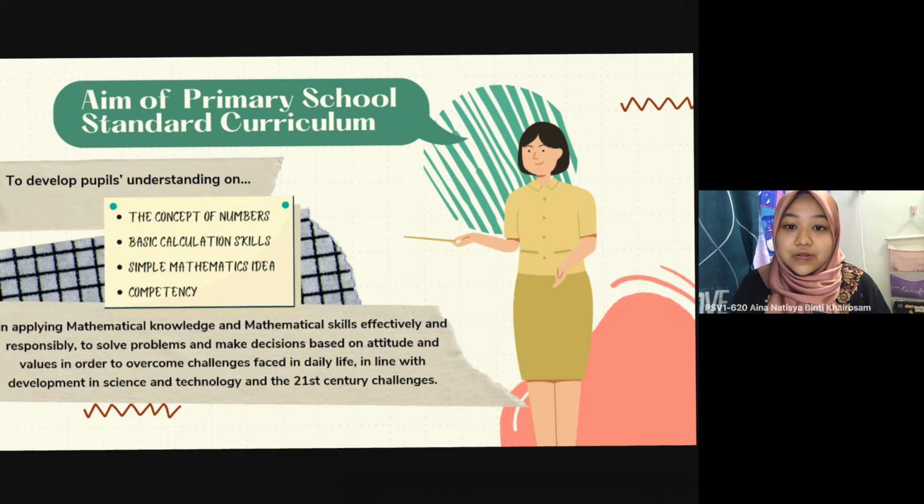The aim of the primary school standard curriculum for mathematics is to develop pupils' understanding on the concept of numbers, basic calculation, skills, simple mathematical ideas, and competency in applying mathematical knowledge and mathematical skills effectively and responsibly to solve problems and make decisions based on attitude and values in order to overcome challenges faced in daily life, in line with development in science and technology and the 21st century challenges.